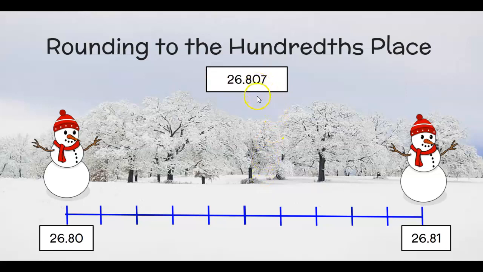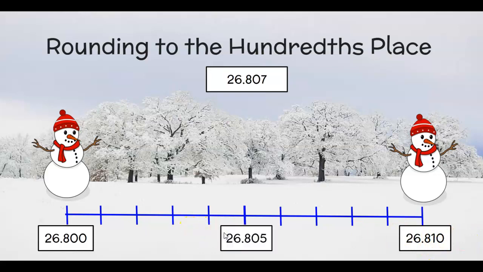Looking at the hundredths place value, it is a 0. So we have 26 and 80 hundredths, or it's going to be 26 and 81 hundredths. What's in the middle? Well, it's easier if we make these thousandths, right? 26 and 800 thousandths and 26 and 810 thousandths. So the midpoint between 800 and 810 is 805, right? So we have 26 and 805 thousandths.